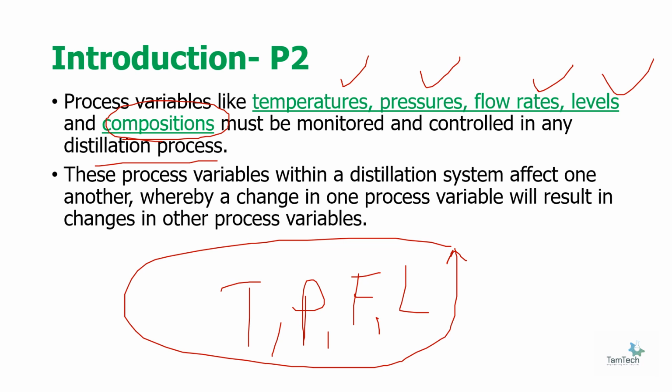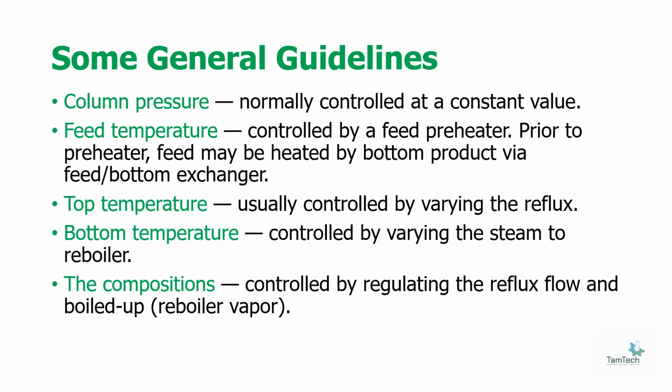These process variables like temperature and pressure, flow rate and level are all interconnected and affect one another, whereby a change in one process variable will definitely result in a change in other variables too. Hopefully it is clear, and we'll be continuing with some general guidelines.